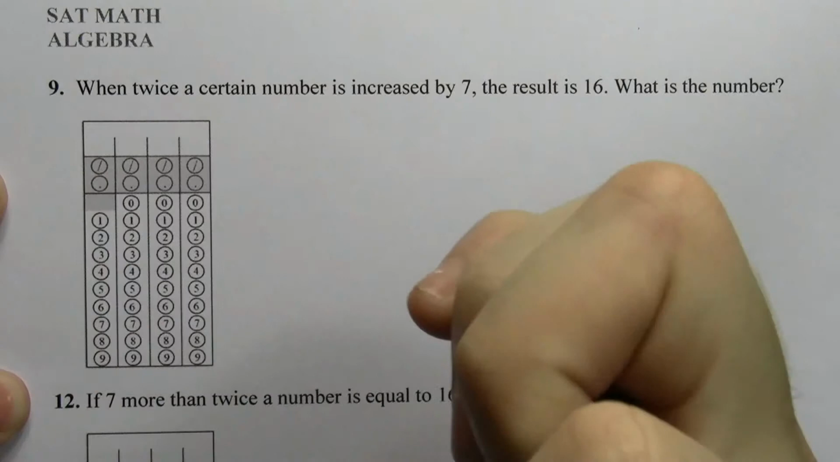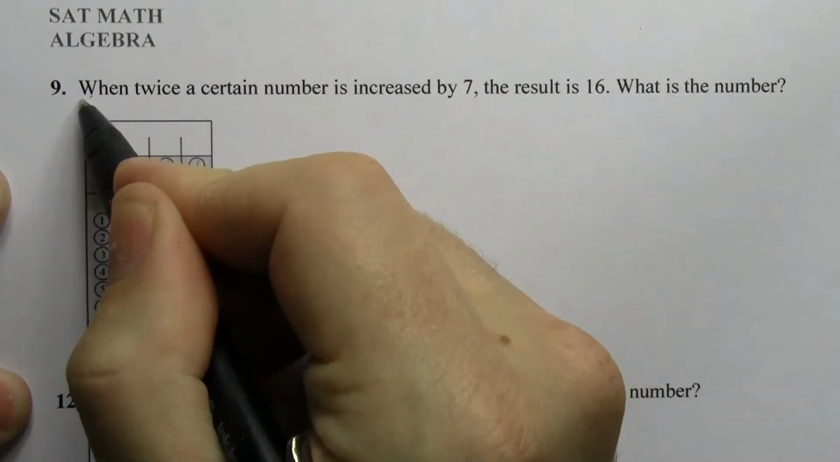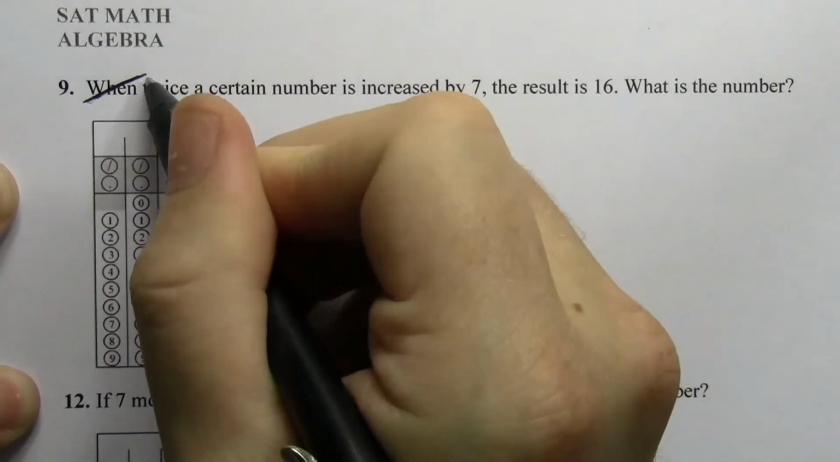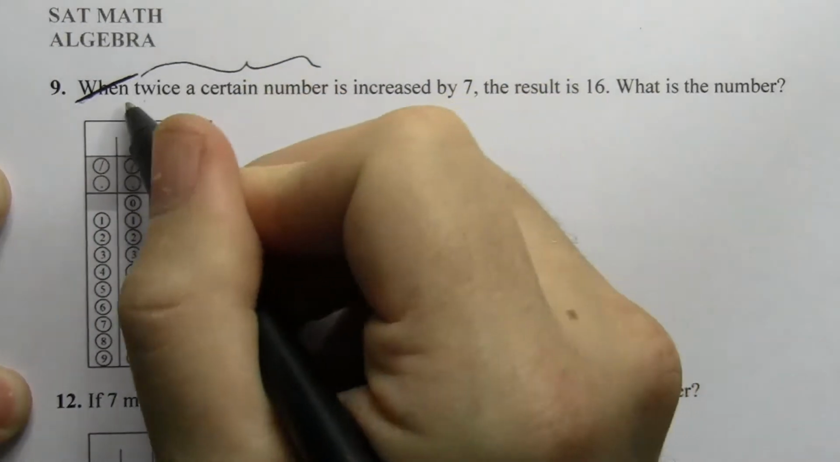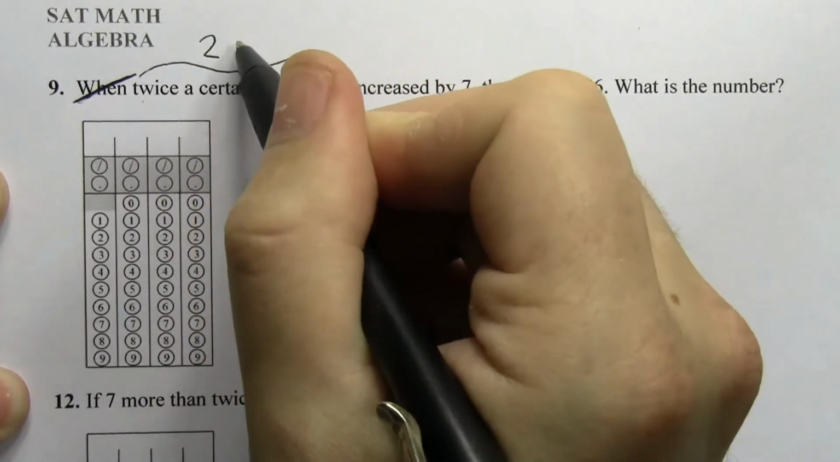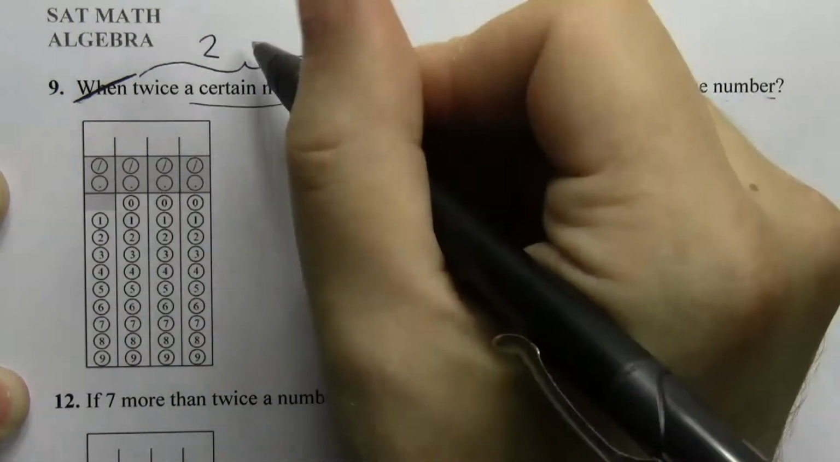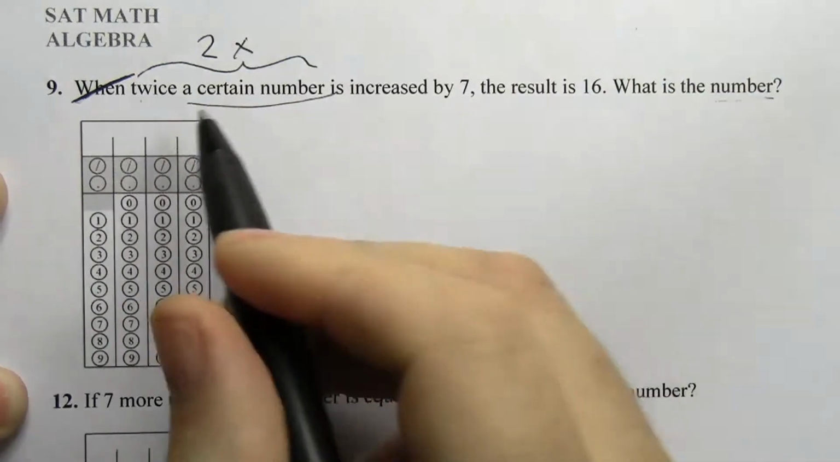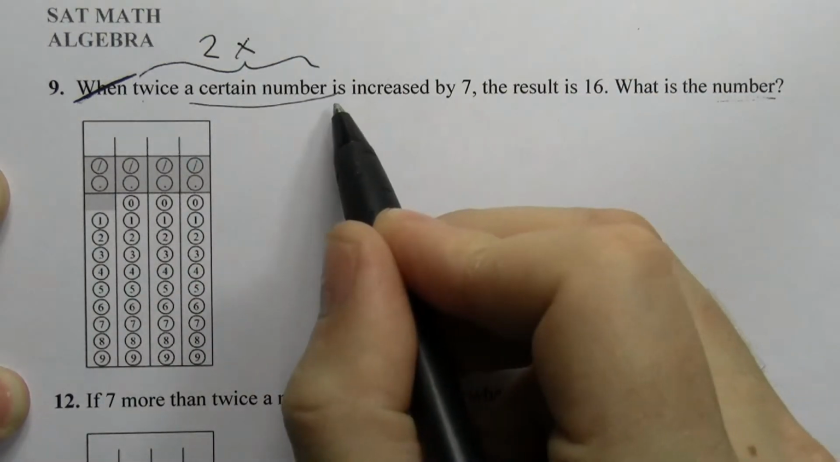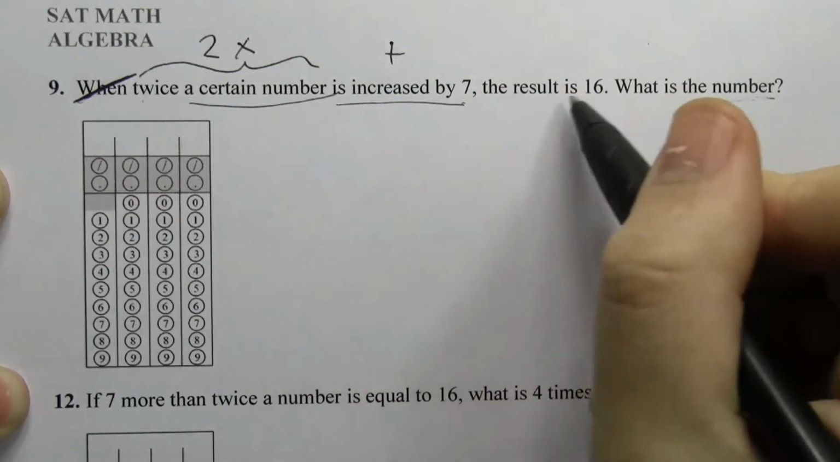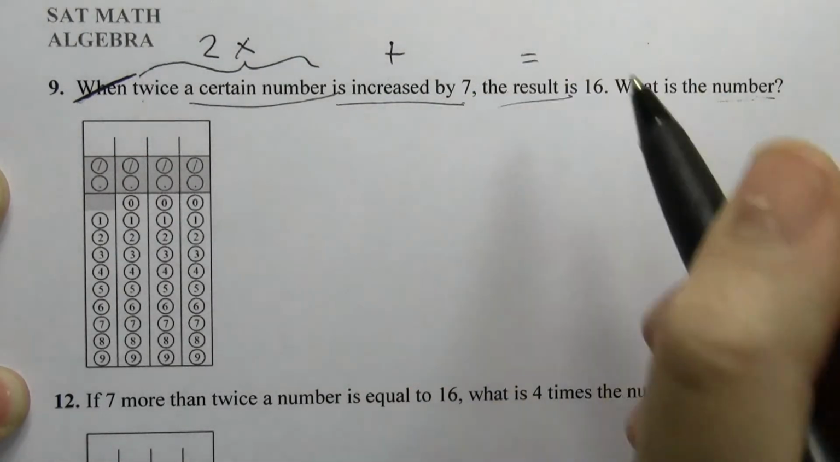Okay, so obviously there's no algebraic equivalent for "when." So we have twice a certain number. So let's focus on that. Twice a certain number is going to be 2 times a certain number. Now a certain number is your unknown, right? Because it's asking for what is that number. So 2 times x, right? So twice a certain number is increased by, okay, that's addition, 7. The result is your equal sign, right?